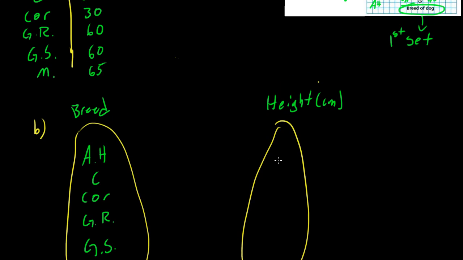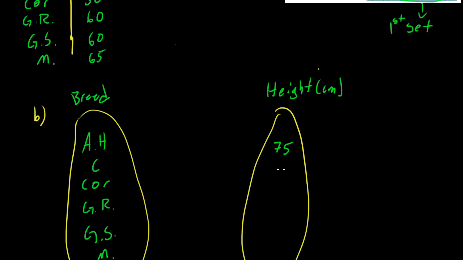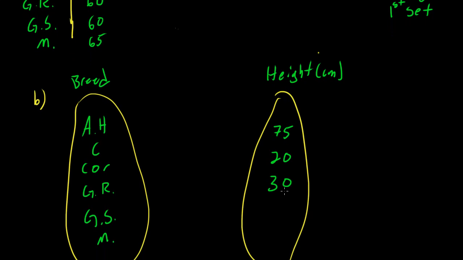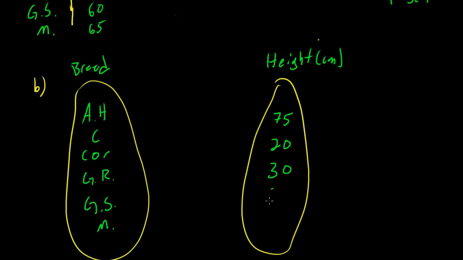So with my height, again, you don't have to list it in order, so that's fine. I'm just going to have 75, 30. I'm just looking up as I go. 20, 30, 60. Now, technically, I should have another entry of 60, but I'm not going to repeat it. I'm just going to leave it as this. And now we just draw our arrows.